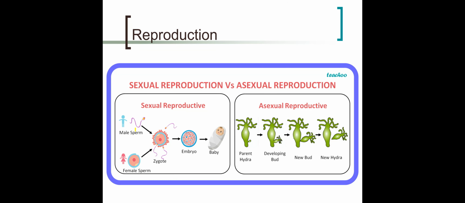Here's the gametes that I mentioned. You've got your sperm and your egg. I'm not sure why it calls that female sperm. It's an egg. But you've got your egg and sperm.